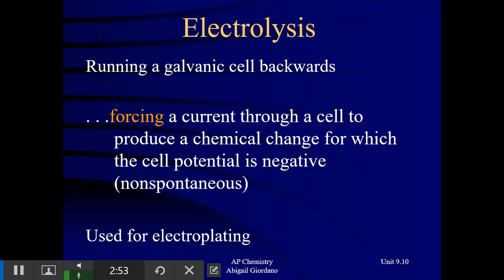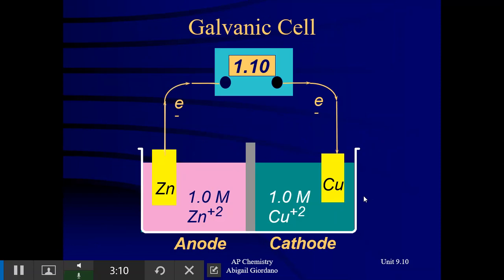Well, if we wanted it to be the other way around and we wanted the copper electrode to gain mass, we wanted to get more copper metal, we would have to run the galvanic cell backwards. And that's not going to happen on its own, so you have to force it.